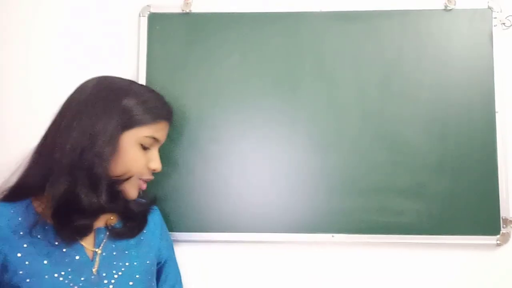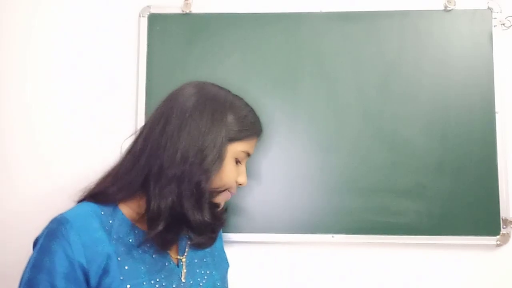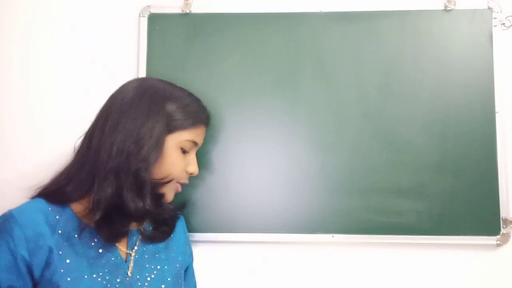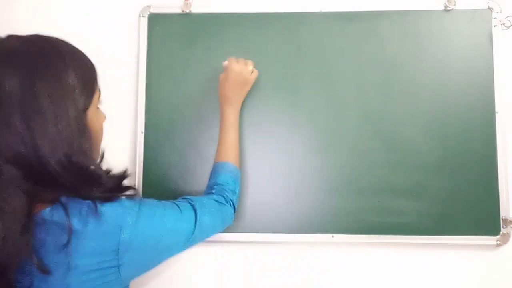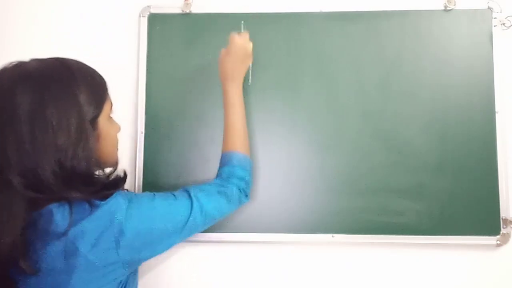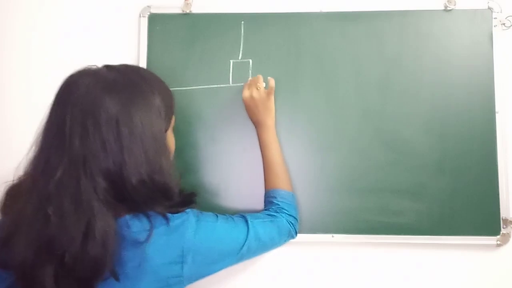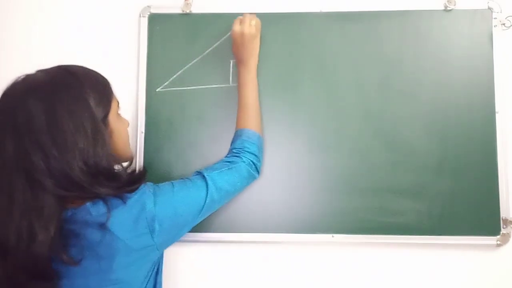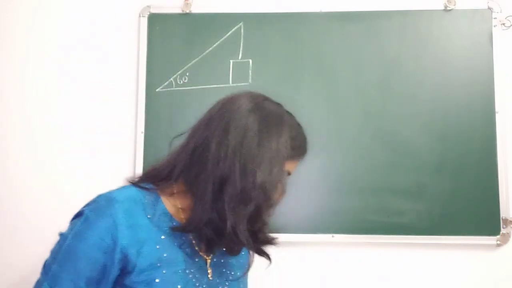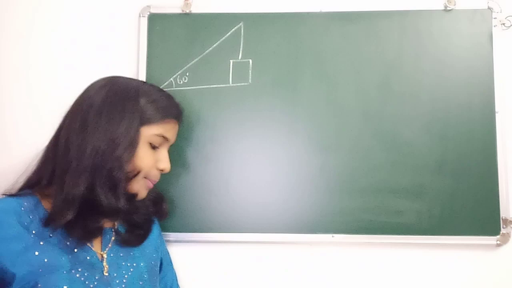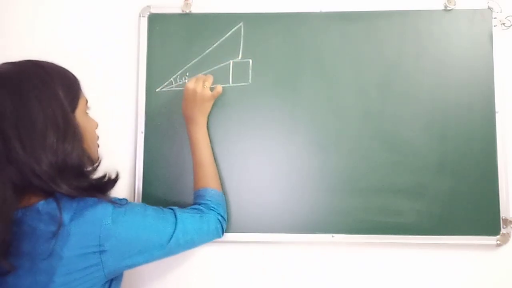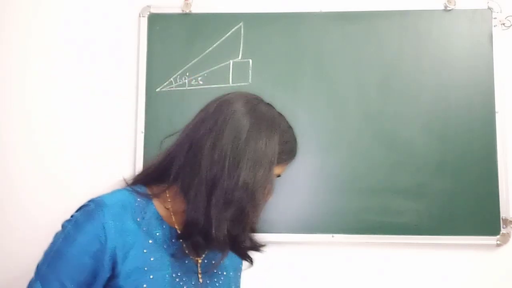Now coming to the 8th question, we have a statue 1.6 meter tall stands on the top of a pedestal. From a point on the ground, the angle of elevation of the top of the statue is 60 degree. Now let us take this as the pedestal and this as the statue. We can take a ground, and from the point it is 60 degree. And from the same point, the angle of elevation of the top of the pedestal is 45 degree. So from pedestal, it is 45 degree.